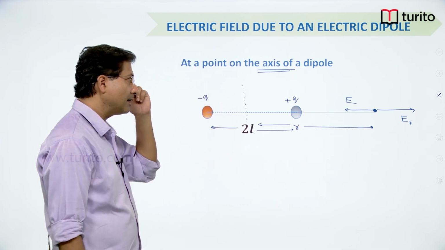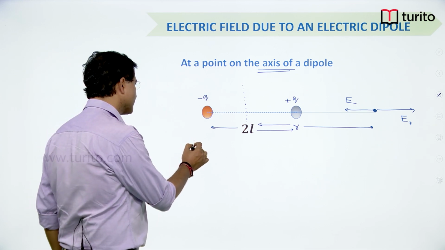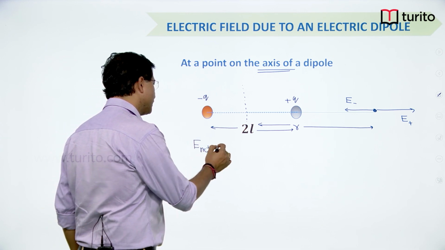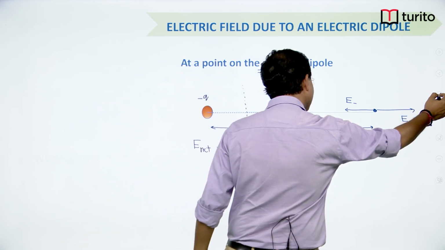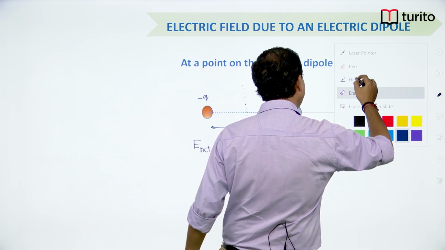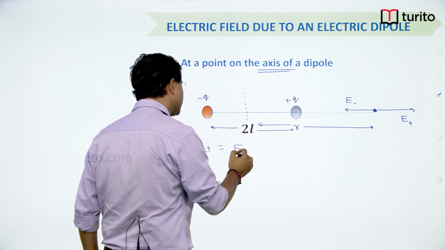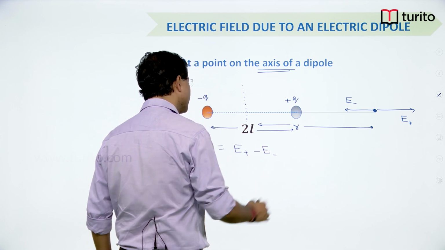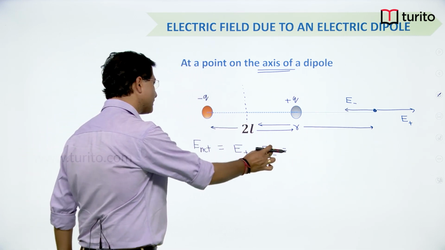If I want to find the resultant of these two fields, what I can write: the net field at that particular point is equal to the field produced by the positive charge minus the field produced by the negative charge. Both are in opposite directions, so I will subtract their magnitudes. So I am writing magnitudes here and subtracting.